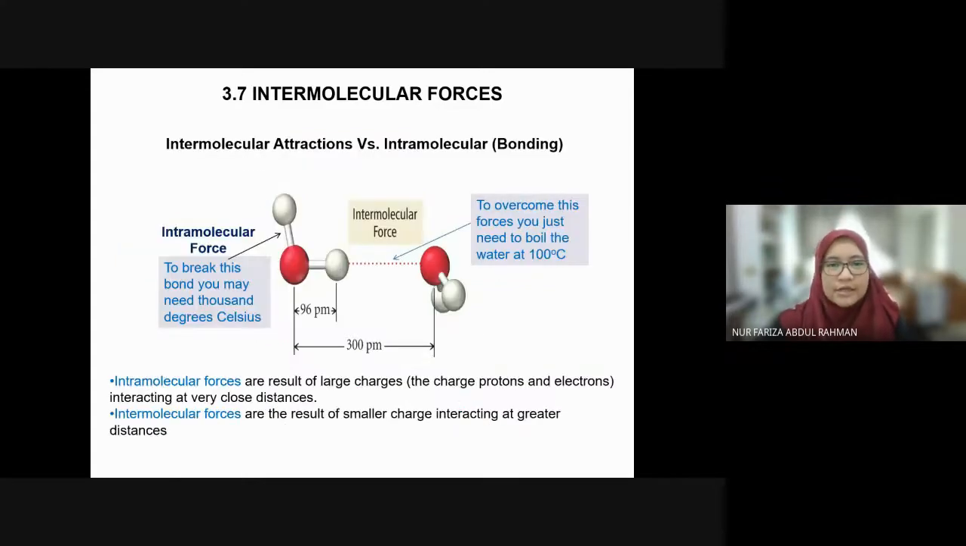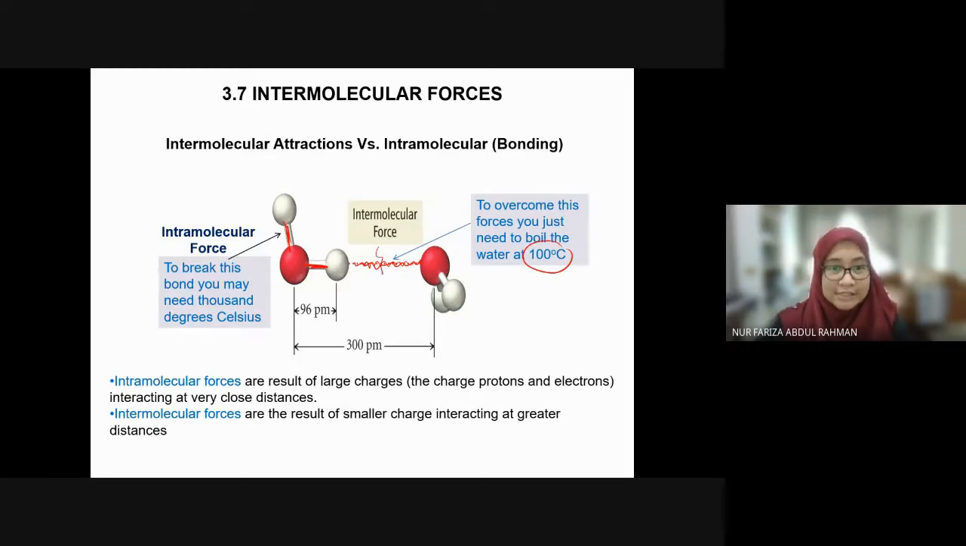Example again, like I said, this is what we call intramolecular, inside. And inter, like international, intranet, internet. What is the difference between those two? Inter means between molecules, intermolecular. This is the attraction that we are going to discuss in this subtopic. To overcome this, you may need to heat up the substance to 100 degrees Celsius, then it will be broken.